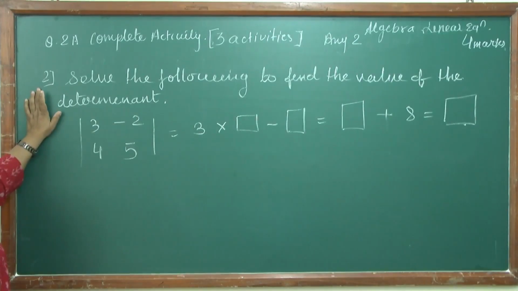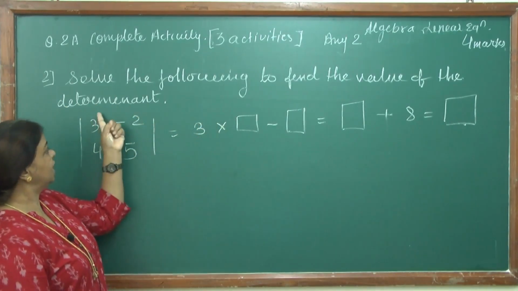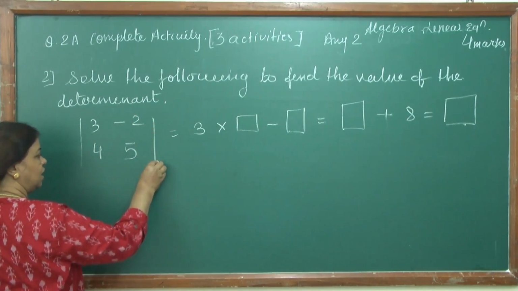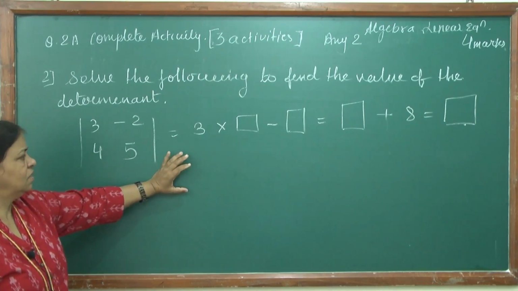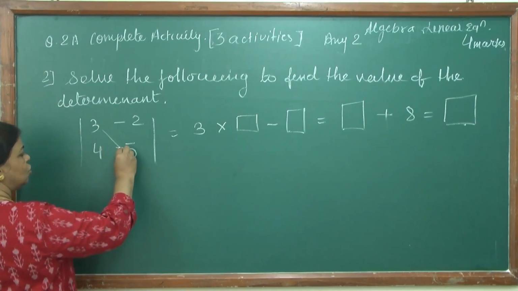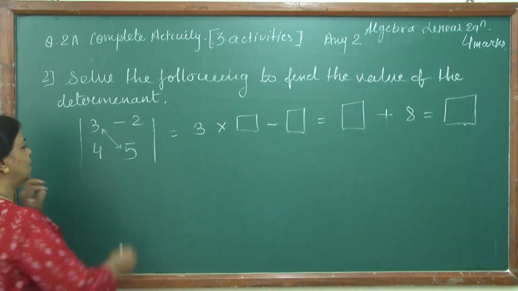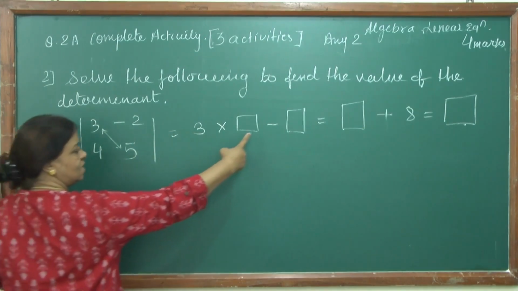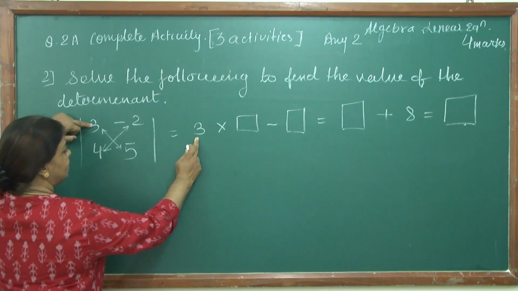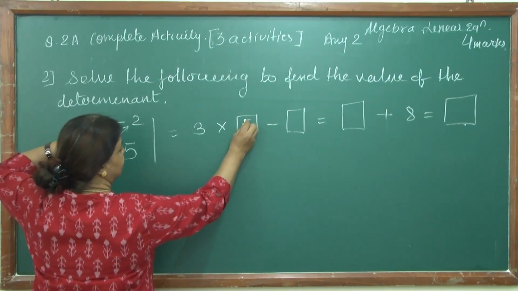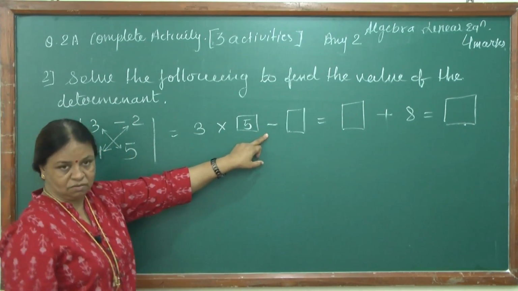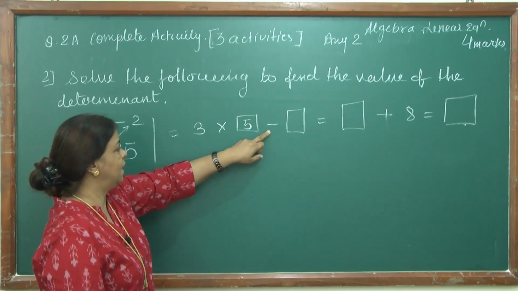Second activity children, solve the following to find the value of the determinant. Here determinant value we have to find out. An activity is given. See how to find the value of the determinant? You know, this and this 2 should be multiplying with one another and there should be minus in the middle, then this 2 should be multiplying. So already 3 is written. 3 into what? 5. Then what? Minus is already there. That is the formula for finding the value of the determinant, minus.